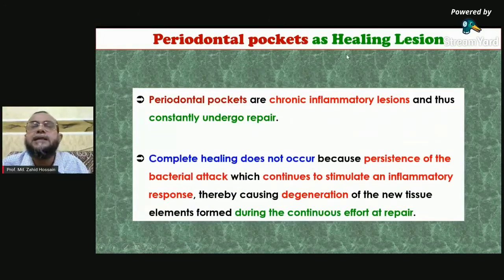Periodontal pocket as a healing lesion. Pockets are chronic inflammatory lesions and constantly undergo repair. So the periodontal lesion is a chronic lesion. Sometimes repair occurs, sometimes restoration occurs. So it is episodic in nature.